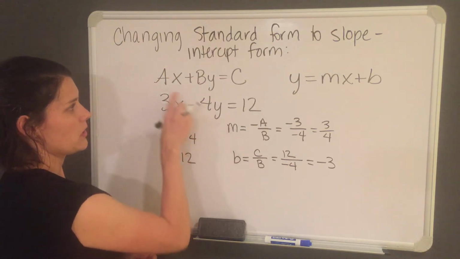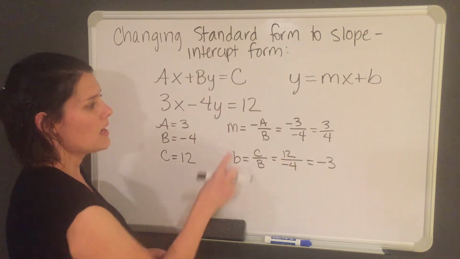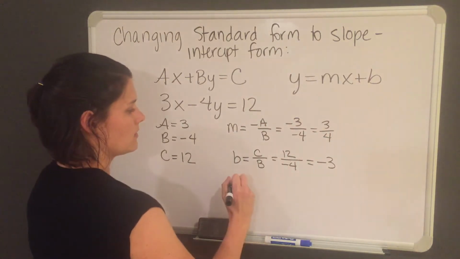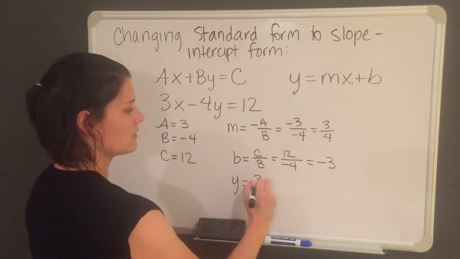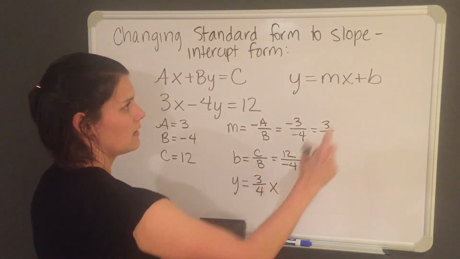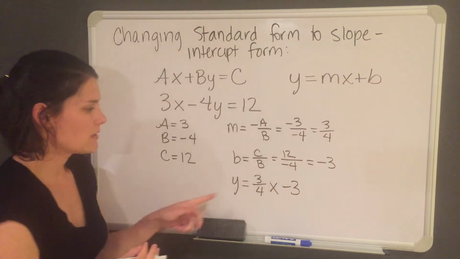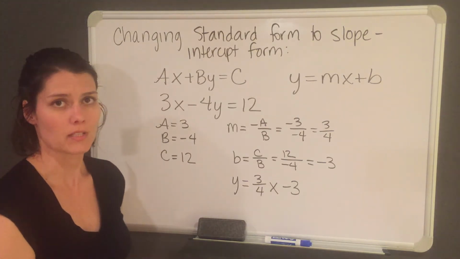Once you use the ratios of a, b, and c to get your slope and your y-intercept, now I can just go plug them into the slope-intercept form. So I get y equals, my m is 3/4 x, and then my b is minus 3. As you can see, you get the same equation as we did the first time doing the algebra.